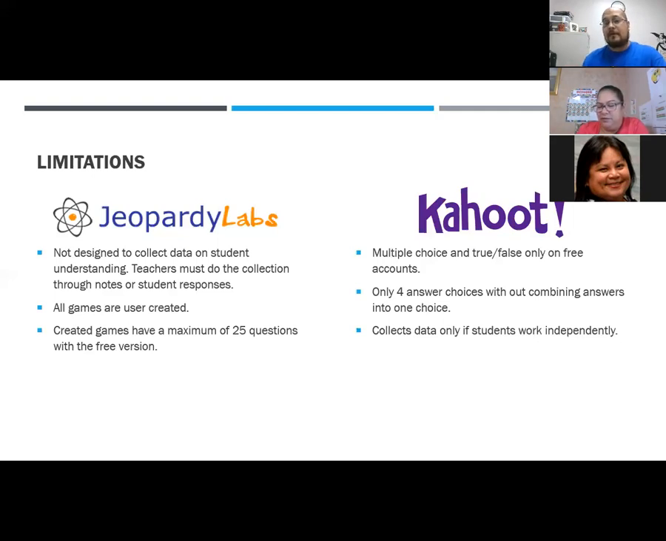Kahoot has its limits too. In the free version, you're only allowed to use multiple choice or true and false. So if you want to put multiple answers on a multiple choice, multiple select question on your Kahoot, you have to put multiple answers in one of the choices that you picked. And data collection only works really well if the students work independently. And that also goes, again, with Jeopardy Labs as well. You only get information on those students if they work independently, unless what you're looking for is a check for understanding and the student's discussion.